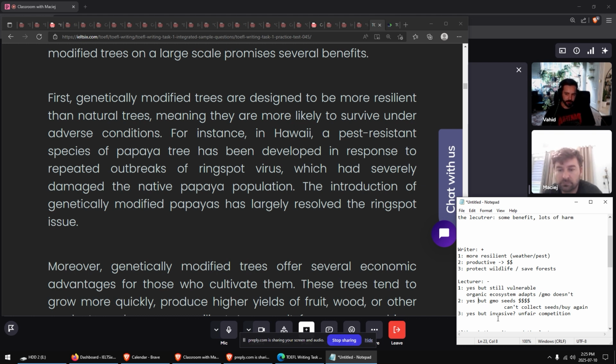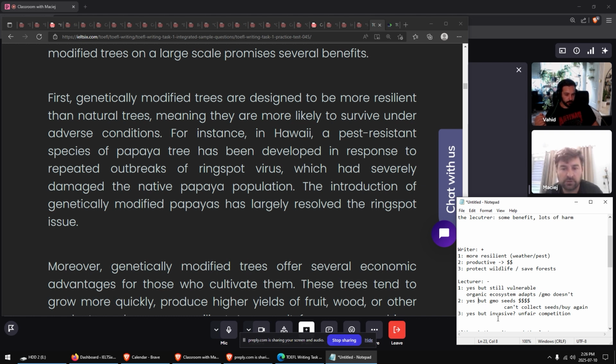For example, he writes about those papaya trees. Or you can say he mentions papayas as an example of a successful GMO that has been resistant to different types of pests. Or ring spot virus, whatever it is. However, ring spot virus, yeah.